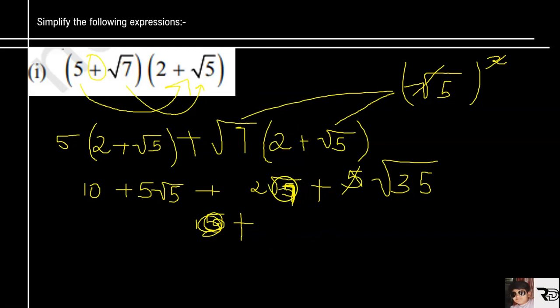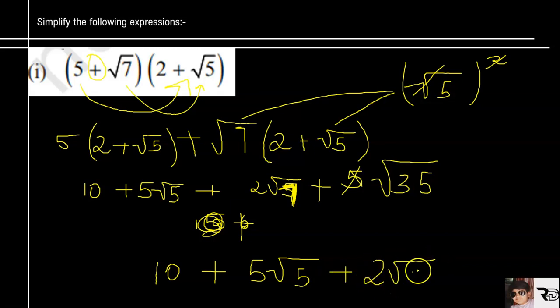If you also make these mistakes, remember we are not supposed to make them, because when we do it quite fast, such mistakes have a tendency to happen. So 2 times root 7 gives me 2 root 7, plus root 7 times root 5 gives me root 35. So now what is the answer? I'll write it here for your ease. So this becomes 10 plus 5 root 5 plus 2 root 7 plus root 35.